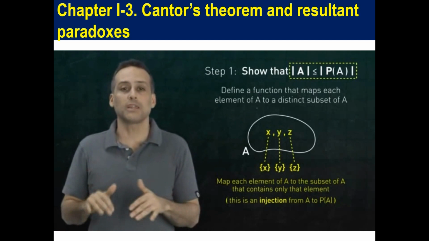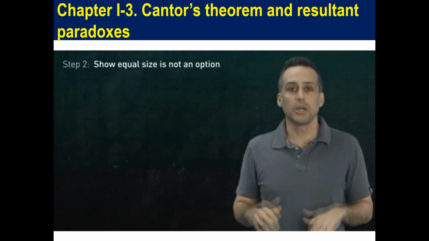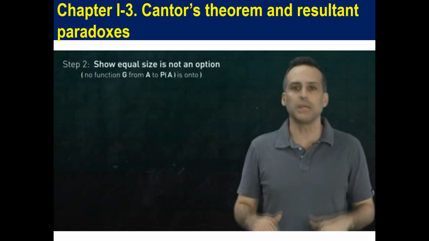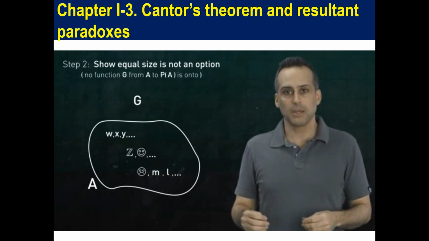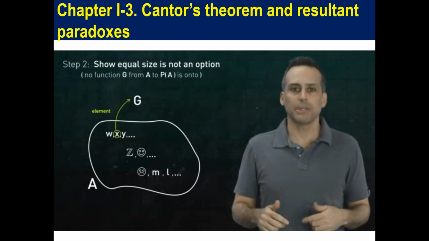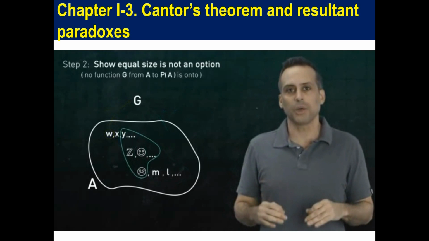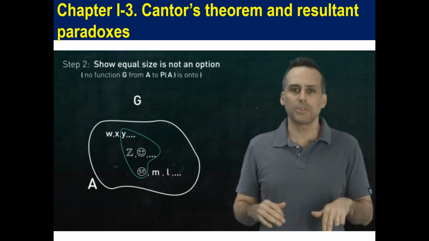Now for the second step, we'll show that equal size is not an option. Namely, that no function g from A to its power set is onto. There will always be leftovers in the power set. Remember, inputs to g are elements of A, and the outputs of g are whole subsets of A. So for instance, g might map this element to this subset, or that element to that subset. Fine. Now consider a particular subset of A. Namely, the subset of elements, none of which are members of the subset that they get mapped to by g. Let's call this subset B.